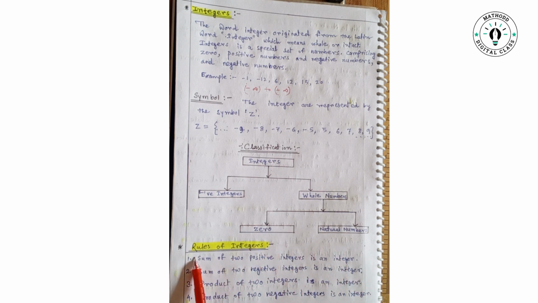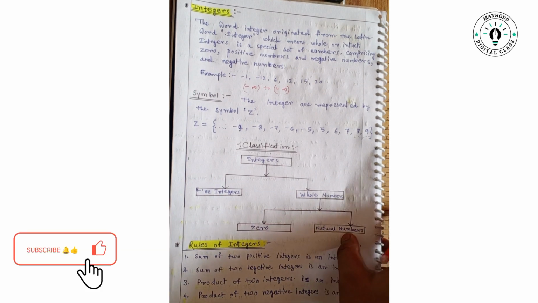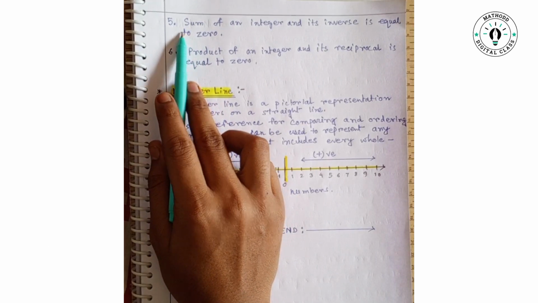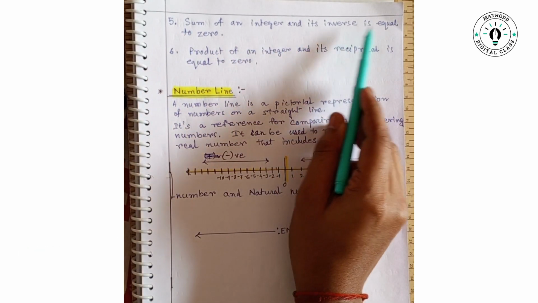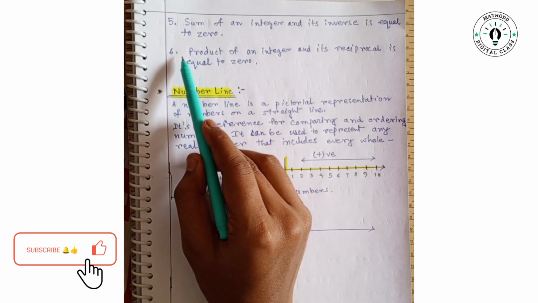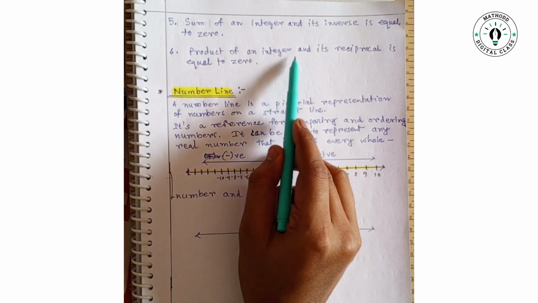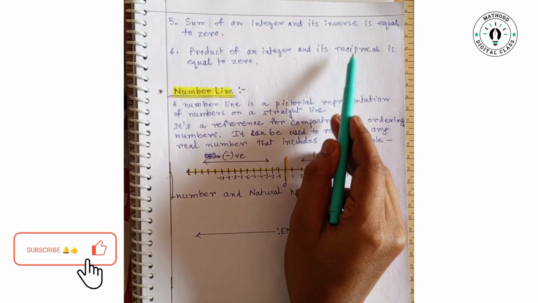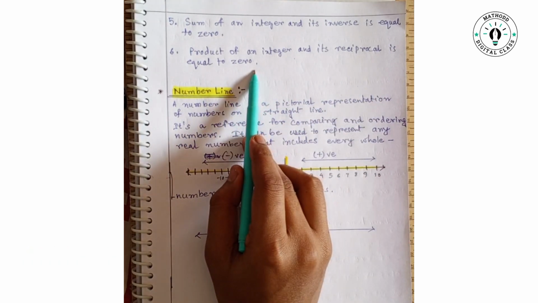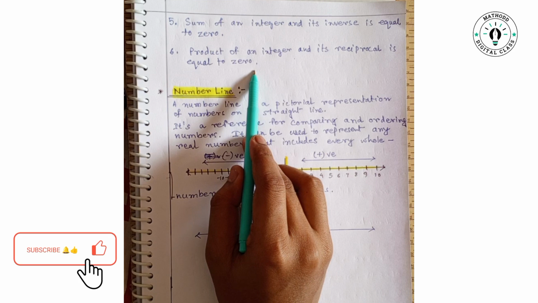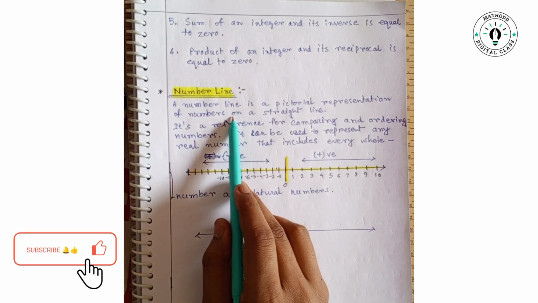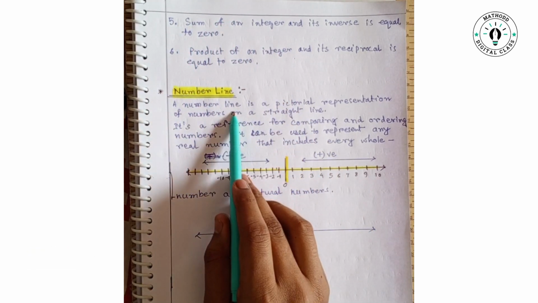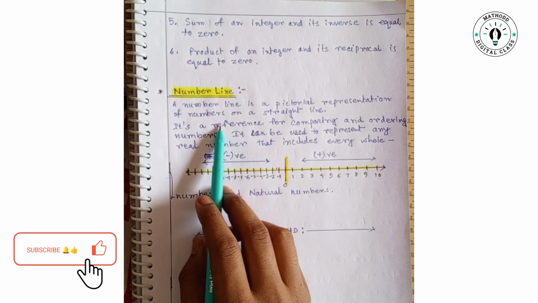All of you can say these are facts on integers. Next, point 5: the sum of an integer and its inverse is equal to 0. And point 6: the product of an integer and its reciprocal is equal to 1. Those are the rules. After this video we will discuss some numerical examples on these rules.